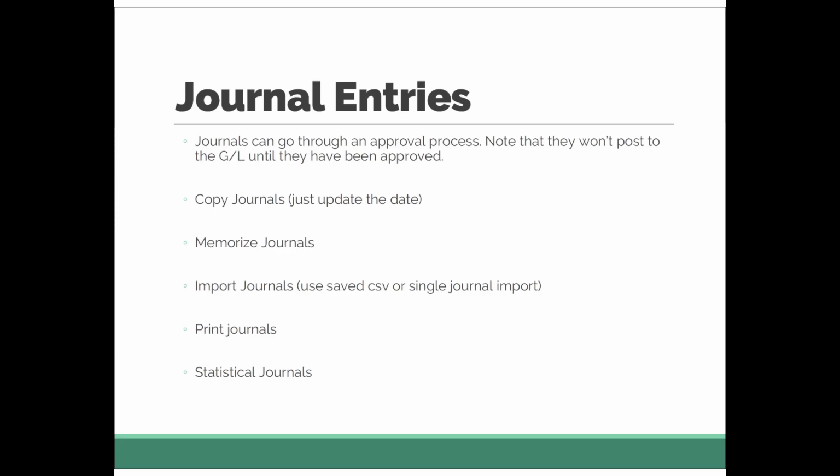Next, journal entries. Again, kind of the basics of NetSuite and accounting in general. Note that journals can go through an approval process in NetSuite, but when you do that, they won't post to the GL until they've been approved. So make sure that you know that when you're looking at your books. There's multiple ways for journals to go through approvals, and so I'm not going to go into that today.